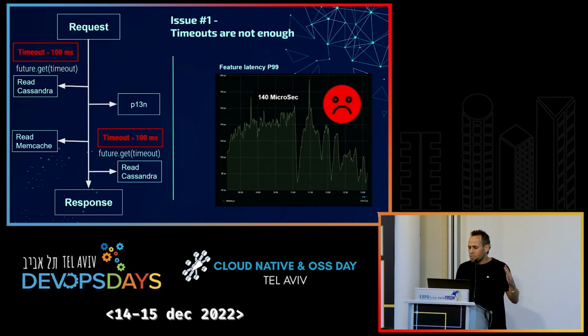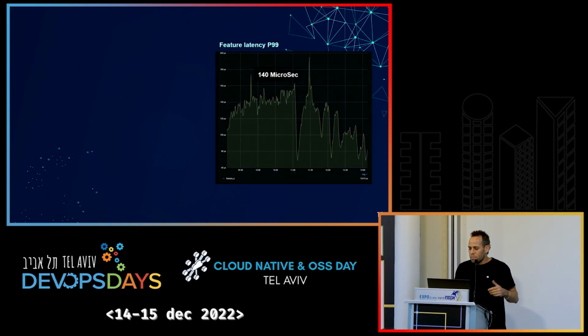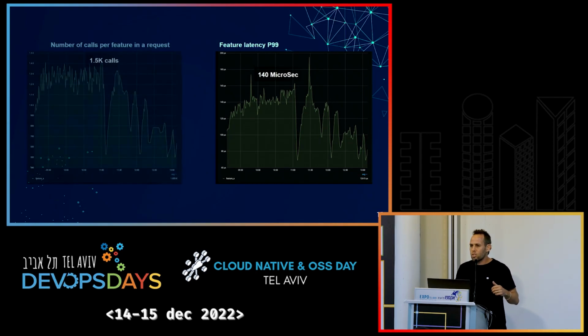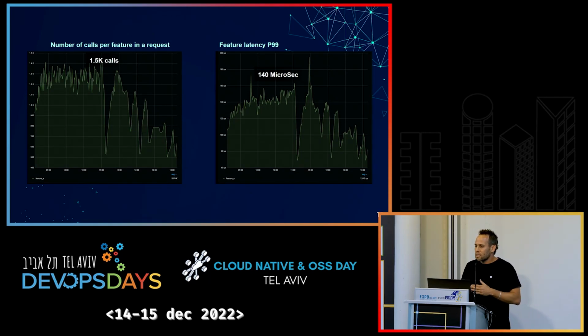So why is this not enough? Why are timeouts not good enough? Because this graph doesn't show the entire picture. We have to look also at this graph. What we can see here is that for every recommendation request, every HTTP request reaching our service, we are reading 1,500 times from Cassandra. The future get, waiting for this get, happens 1,500 times.